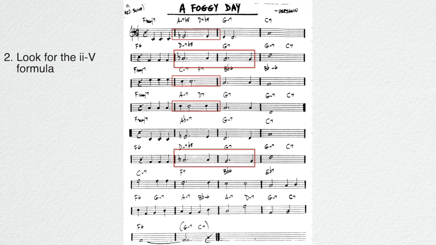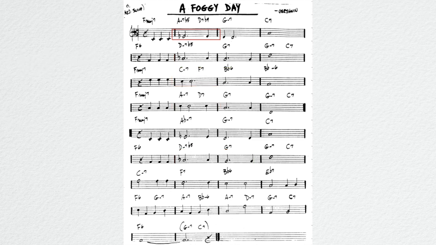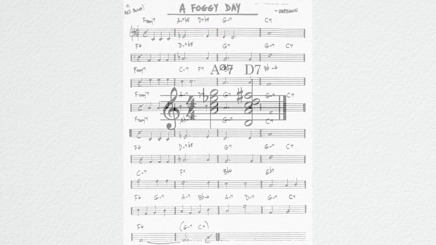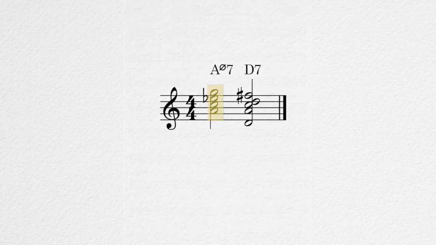So the very first thing that happens after the 1 chord in bar 1 is an A minor 7 flat 5, which is just a different way of saying a half diminished chord. I prefer half diminished chord just because it keeps things related to the triadic underpinning of these chords. The half diminished chord there, and then immediately a D7 chord.